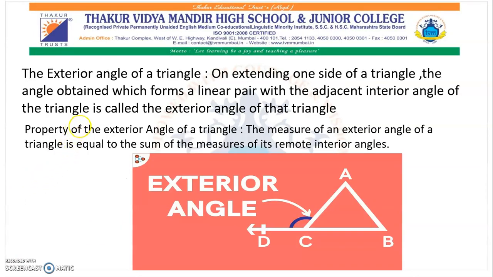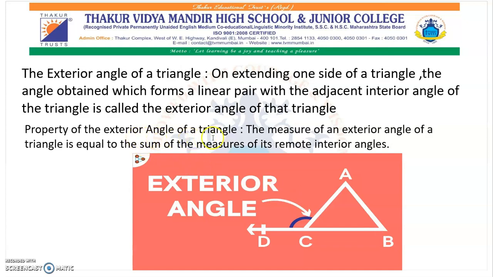The exterior angle of a triangle. On extending one side of a triangle, the angle obtained, which forms a linear pair with the adjacent interior angle of the triangle, is called the exterior angle of the triangle. You can see in the given figure, ACD is an exterior angle. Angle A and B are remote interior angles.